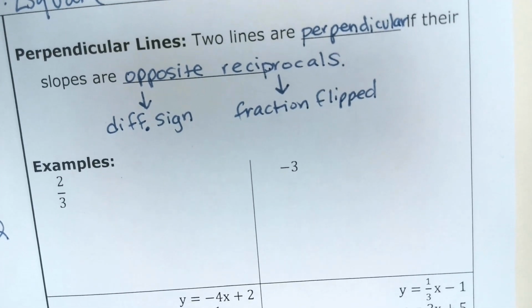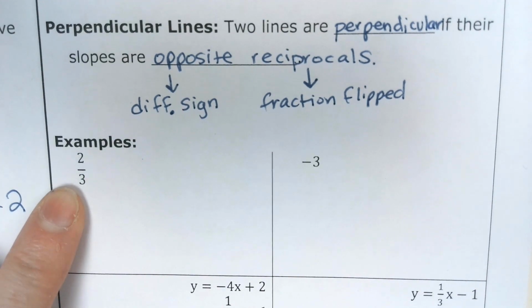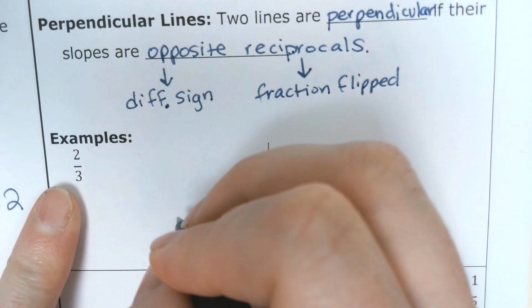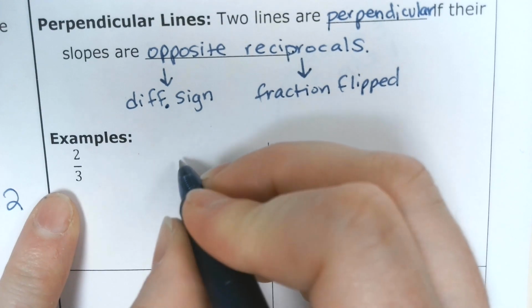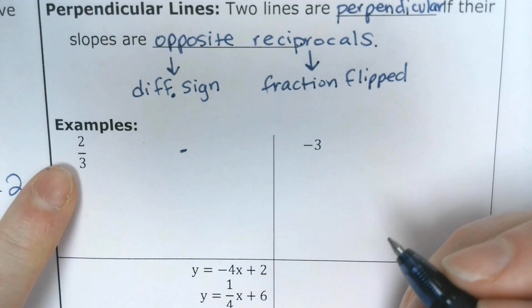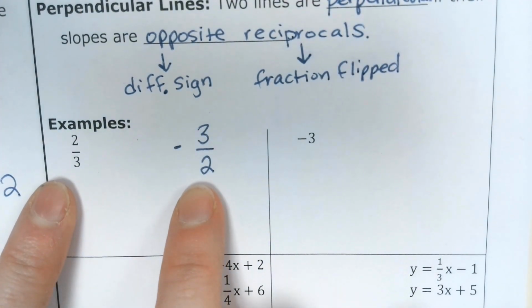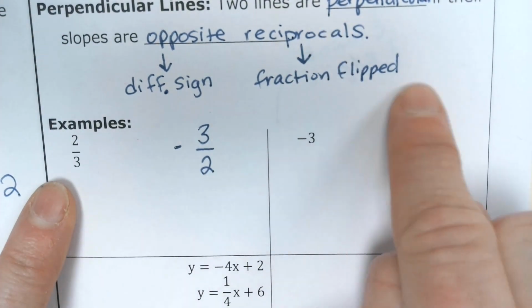So we have to find the opposite reciprocal, and then if you see that they're opposite reciprocals of each other, then they are perpendicular lines. So 2/3, the opposite reciprocal would be, this is positive, so this one would have to be negative, and then flip the fraction, 3/2. These are opposite reciprocals. You flip the fraction, you change the sign. Opposite means different sign. Reciprocal means the fraction is flipped.